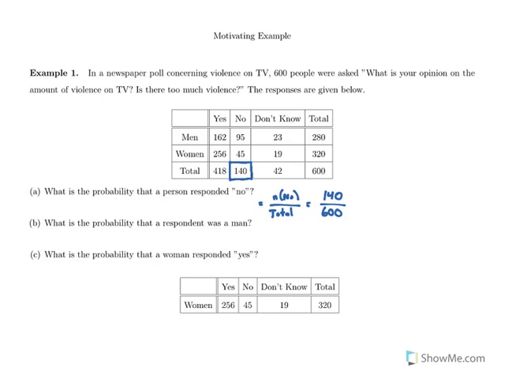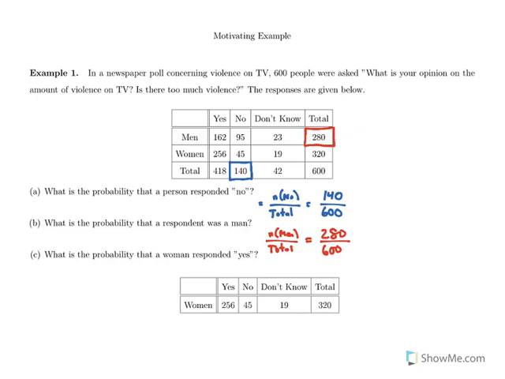What is the probability that a respondent was a man? Again, we're going to go over the total, which is going to be 600, and the number of respondents that are men is going to be over 600. We're looking at the total number of men here, which is 280. So 280 over 600. So this is just understanding how this chart works and how to do some basic probabilities. So now let's look at the more difficult question.